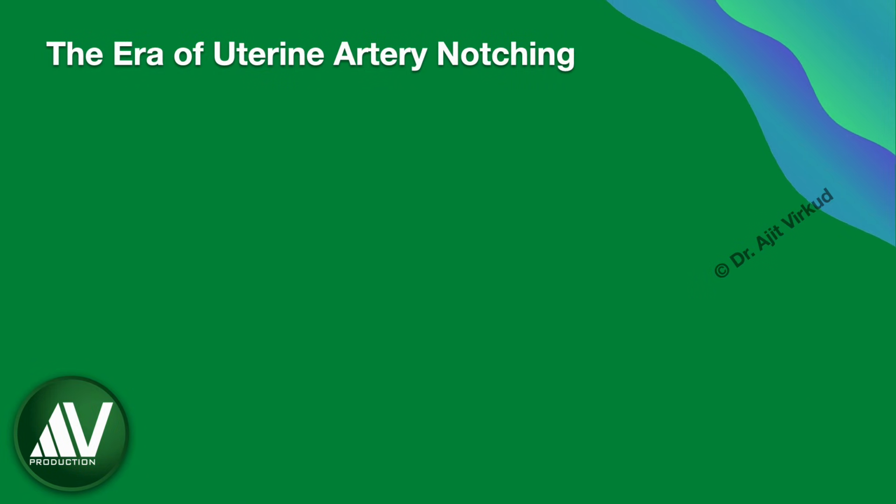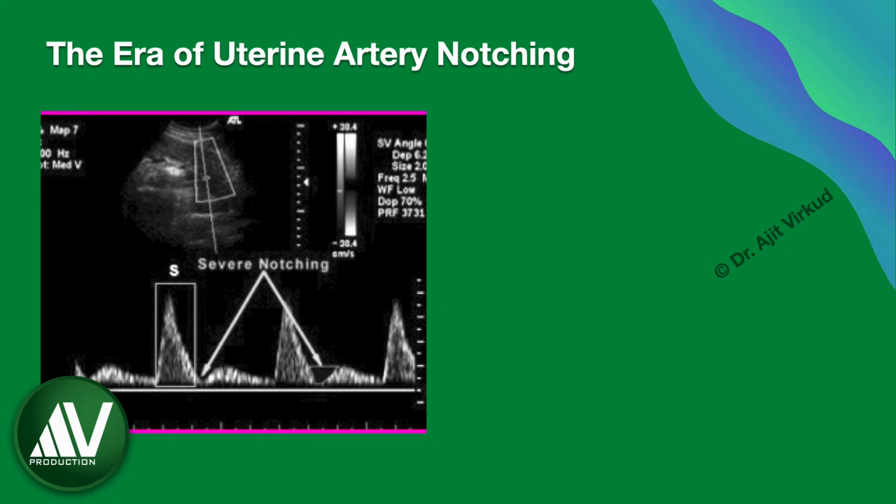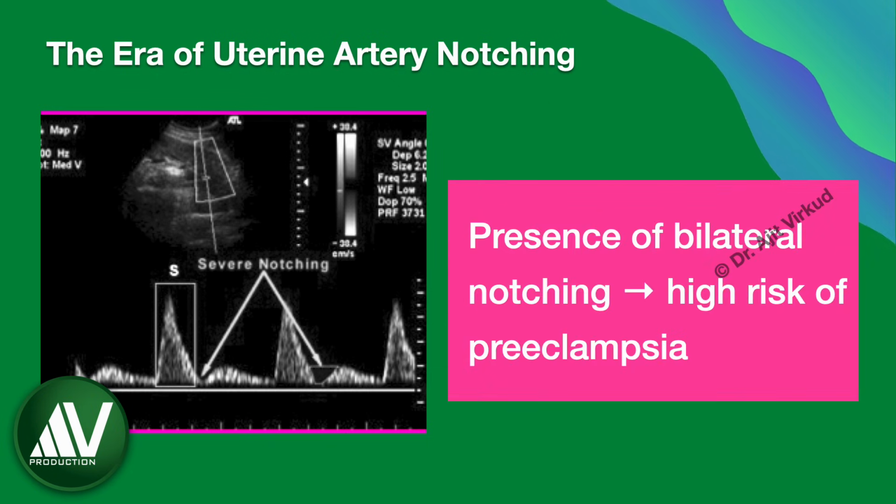Uterine artery notching refers to diastolic deflection observed during early diastole. This phenomenon is attributed to the elastic recoil of non-remodeled spiral arteries. Historically, uterine artery notching was extensively utilized in second trimester screening for preeclampsia. The presence of bilateral notching was associated with an elevated risk of preeclampsia. However, in contemporary obstetrics, uterine artery notching is no longer employed due to its inherent limitations.